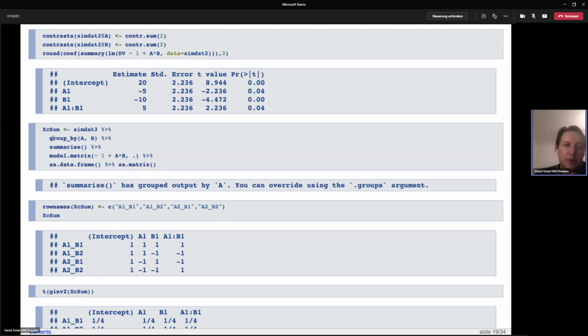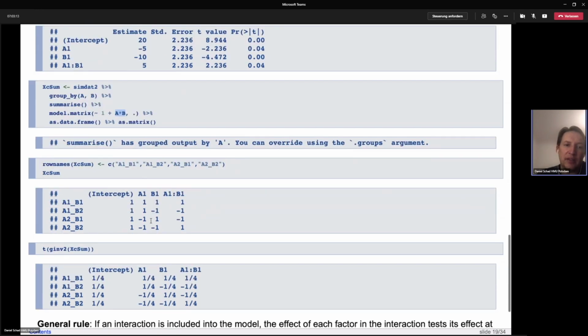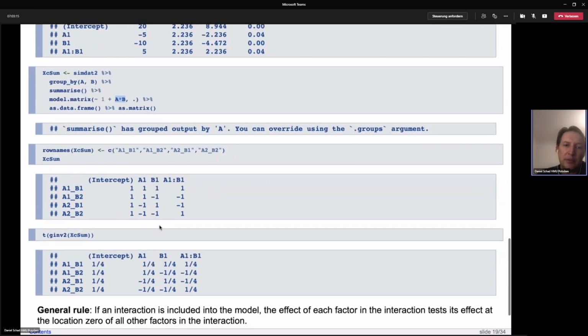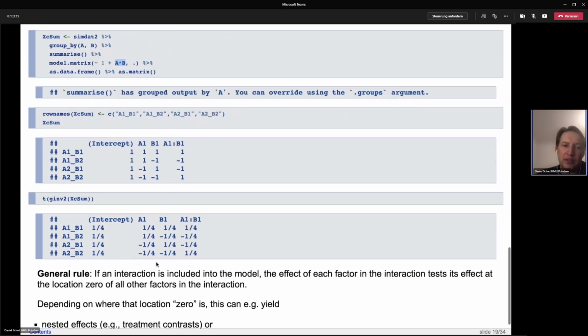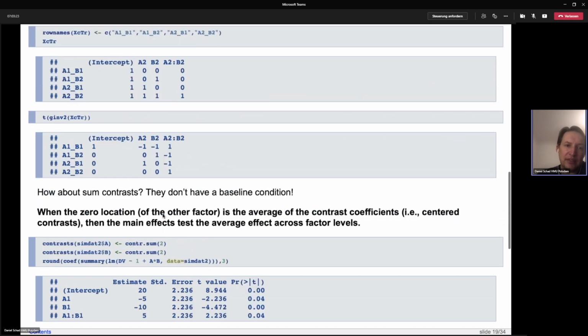By summarizing the data for each factor level, then extracting the contrasts with the model matrix for factor A and B and their interaction. And we can see this is the contrast matrix that we now have. We apply the generalized inverse to see what the hypotheses are. And now we can see, before we saw these nested hypotheses.